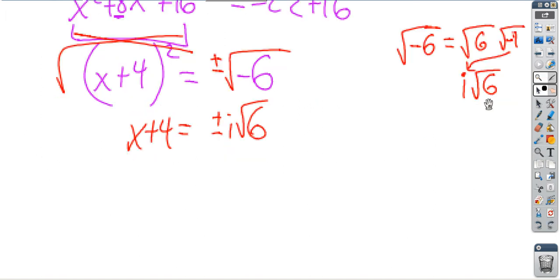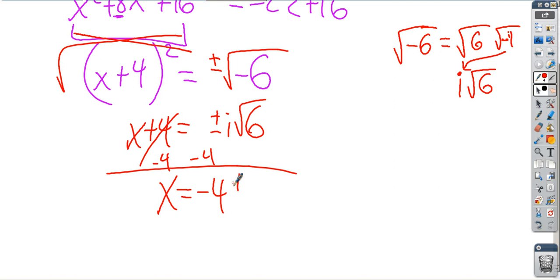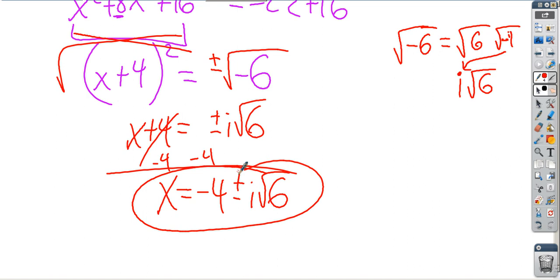And then the very last step we can take here is we can subtract 4 from both sides. And so our final answer is going to be x equals negative 4 plus or minus i root 6. It's normal to put the number in front and then the root part second. And there's our two solutions. And that is section 4.5. We talked about what a perfect square is, how to complete the square, and how to solve an equation by completing the square.